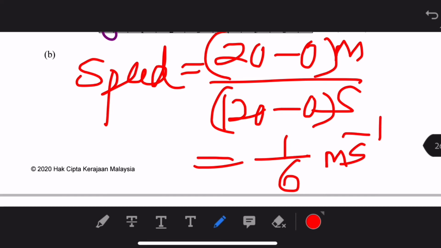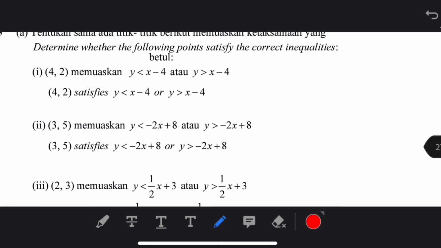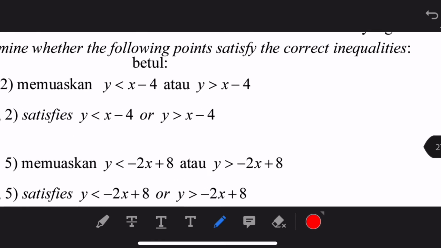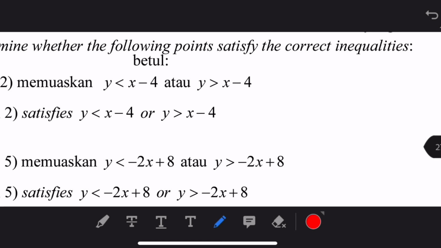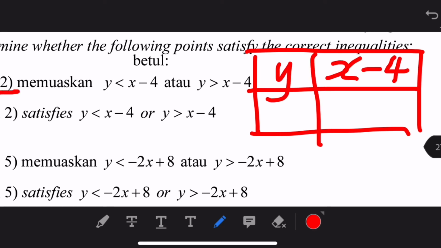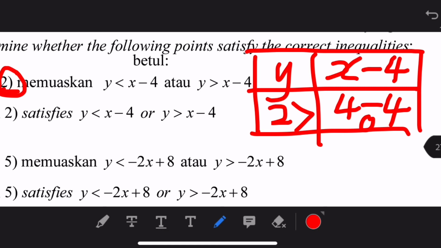Alright, I have solved the distance-time graph. Okay, determine whether each of the following satisfies the correct inequalities. Normally for this one, we will just create a simple table for y and x minus 4. We'll use x equal to 4. 4 minus 4 is actually 0. The 2 is more than 0, so we choose this answer.